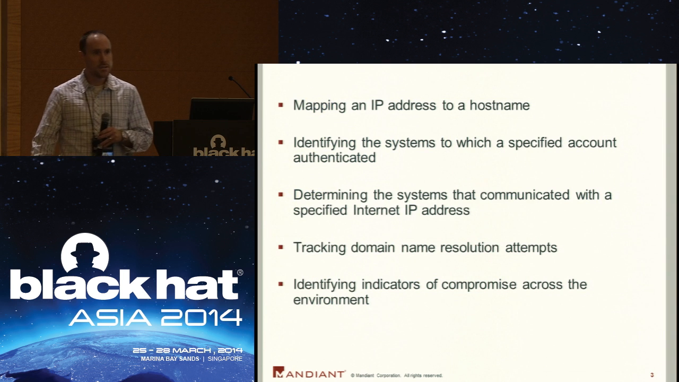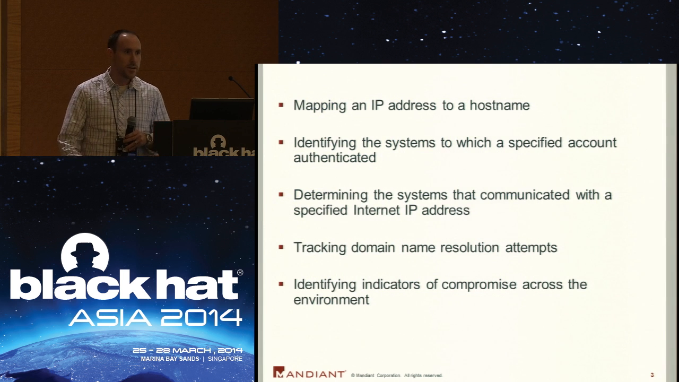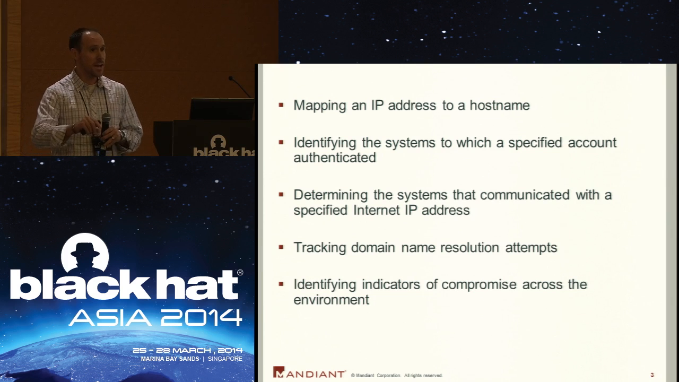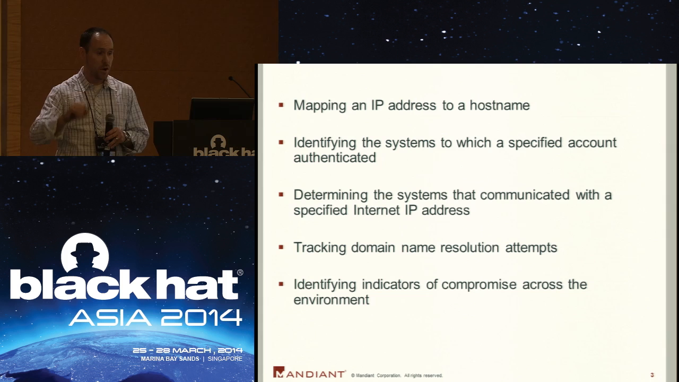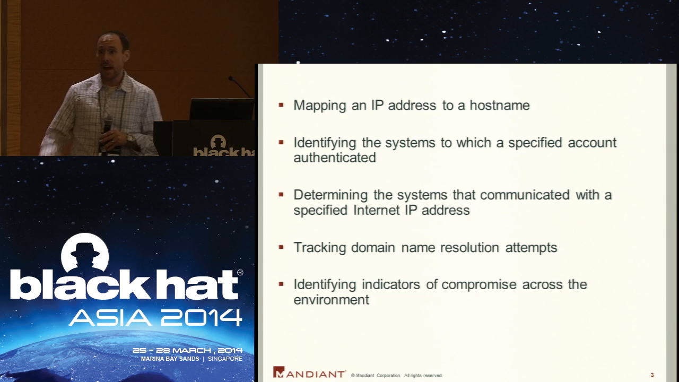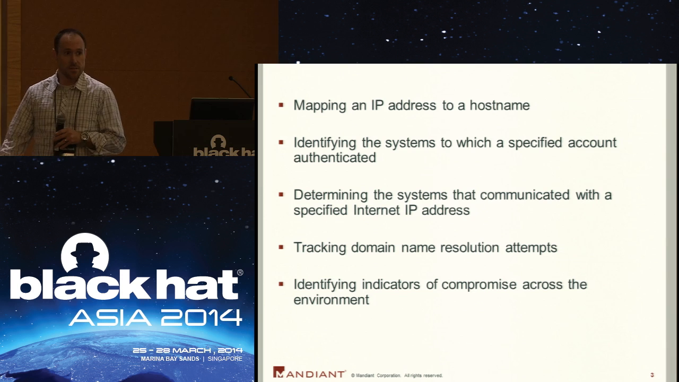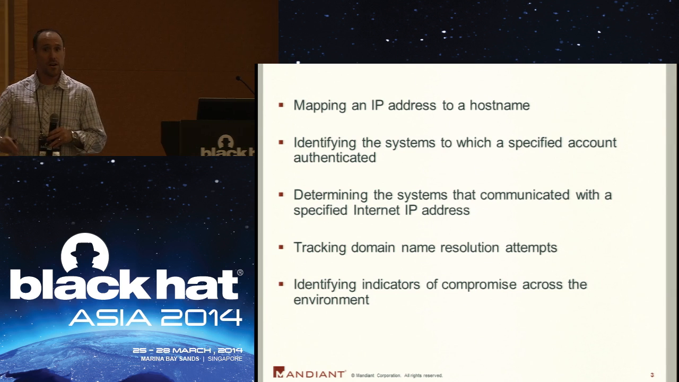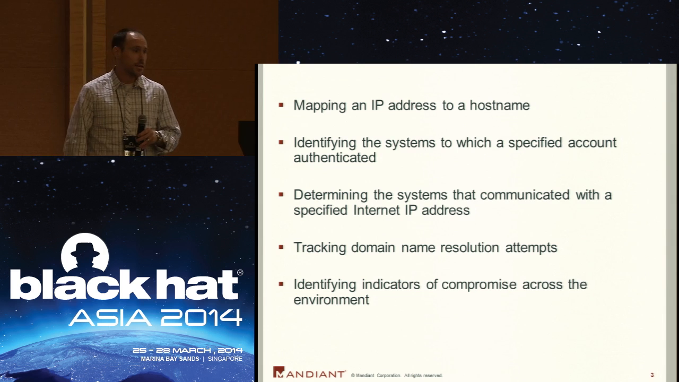So the 5 capabilities are, number 1, if you have an IP address, so an internal IP address, and a timestamp, you need to have the capability to take that information and determine what host that corresponds to, so the computer system, the host name. Number 2, if you have an account name that is of interest in your investigation, you need to be able to take that account name and for some period of time figure out where that account has been used to authenticate.